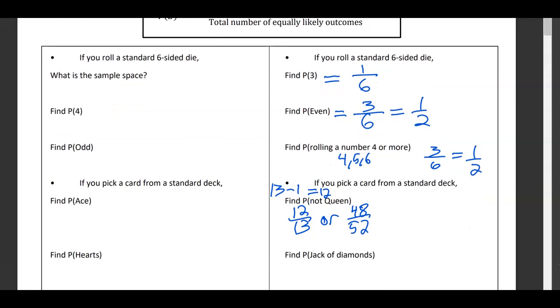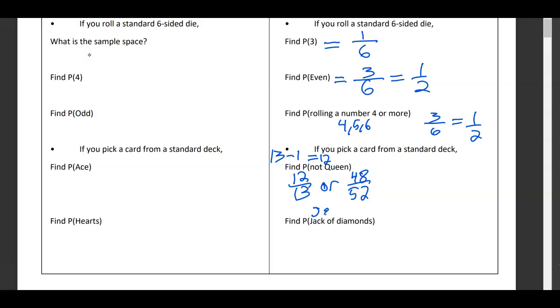This would all be fine. Jack of diamonds, so this is Jack and diamonds. There is one Jack of diamonds out of the 52. If it said like Jack of pluses, there's no pluses in a deck of cards, so that would be 0. That's a silly one, but some of the other questions are like that. Okay.